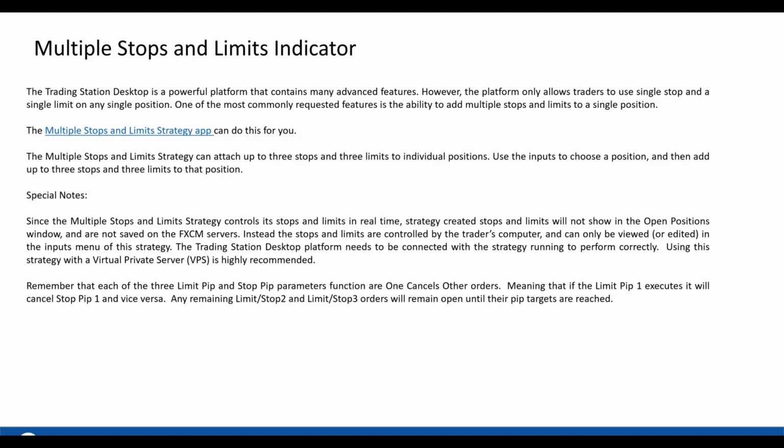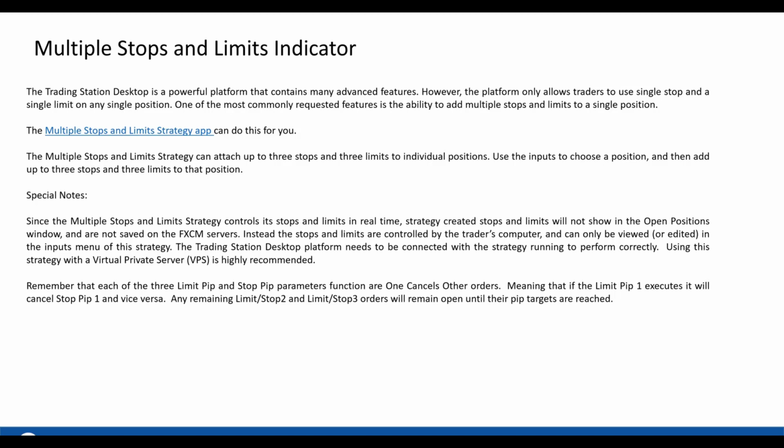A special note: since the Multiple Stops and Limits Strategy controls its stops and limits in real time, the strategy-created stops and limits will not show in the open positions window and are not saved on the FXCM servers. Instead, the stops and limits are controlled by the trader's computer and can only be viewed or edited in the inputs menu of the strategy. The Trading Station desktop platform needs to be connected with the strategy running to perform correctly. Using the strategy with a VPS is highly recommended.